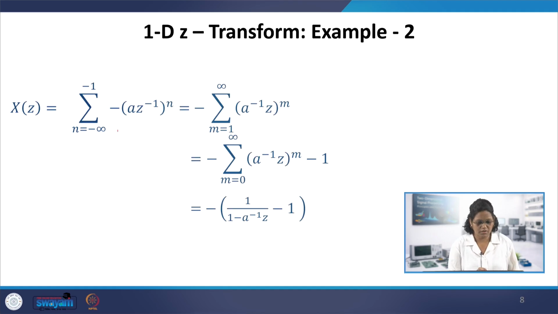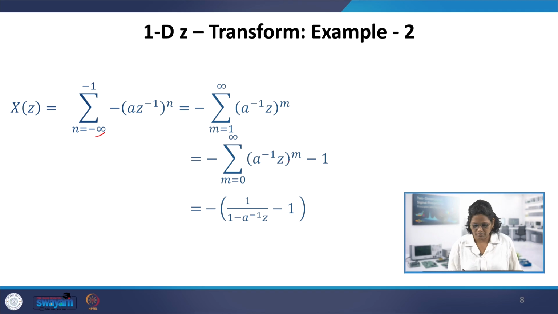For that, if we take X of z, the sequence exists between minus infinity and minus 1. So X of z is the summation of minus a power n, z power minus n, which is x of n times z power minus n. Now the summation can be changed by making m equal to minus n. So m goes from 1 to infinity, and we get minus a power minus m, z power m. Because we have taken minus n as m, the limits also change to 1 to infinity.